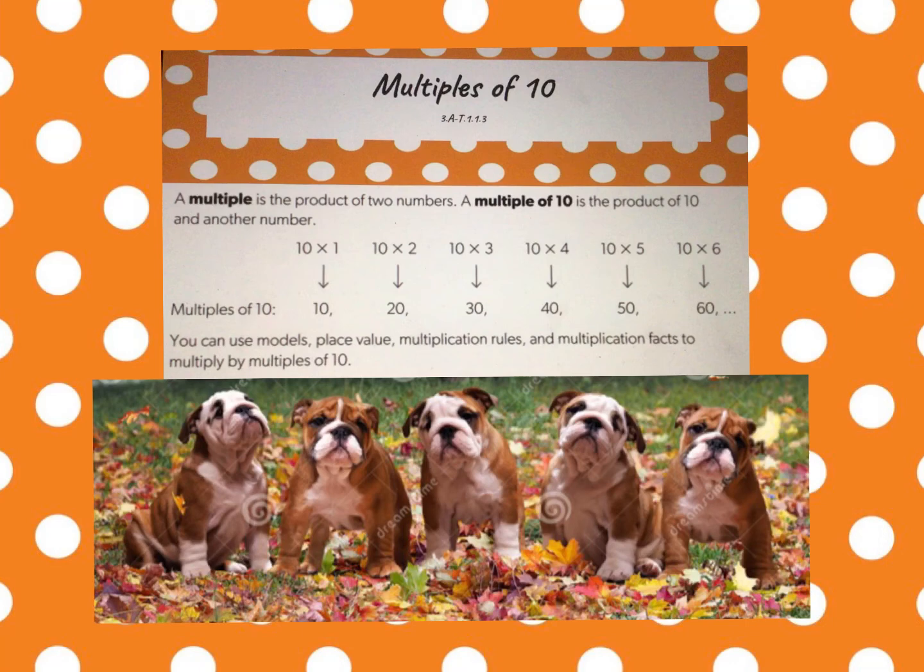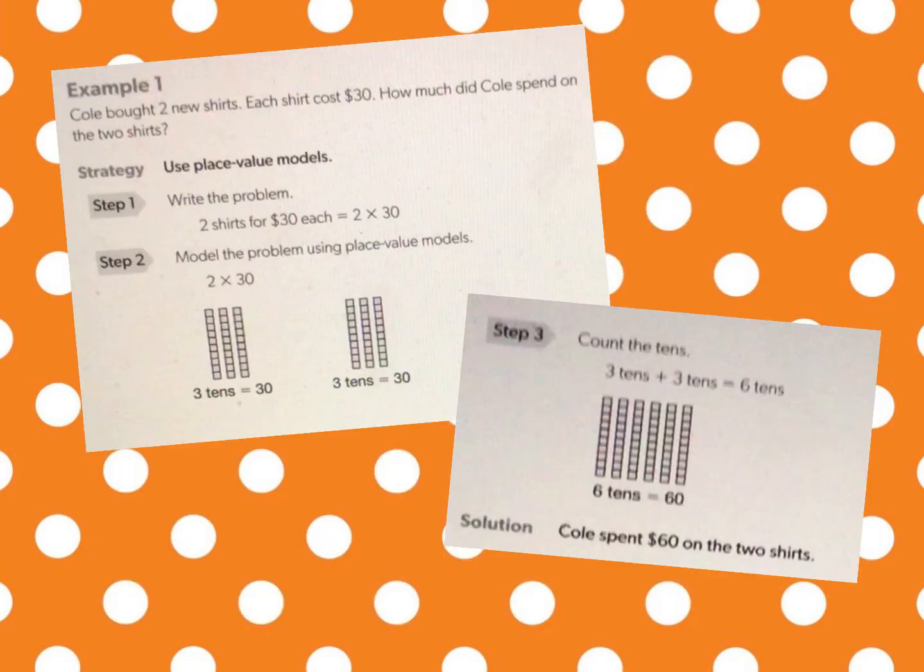Hey friends, today we're going to be working on multiples of 10. A multiple is the product of two numbers. A multiple of 10 is a product of 10 and another number, like 10 times 1 is 10. So multiples of 10 are like 10, 20, 30, 40, 50, 60, and so on. Let's practice with this example.